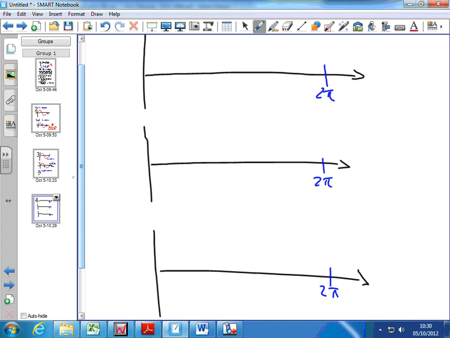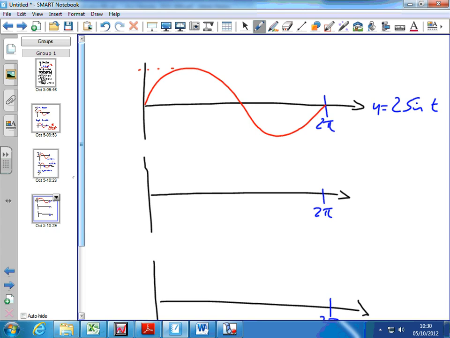Okay? And if I were to plot y equals 2 sine x, or t now, so instead of x, I'm going to write t, I would get this wave with an amplitude of 2. Okay? Let's put in a bit of a mental picture of what's going on. Not a very good sine wave this time, but okay.